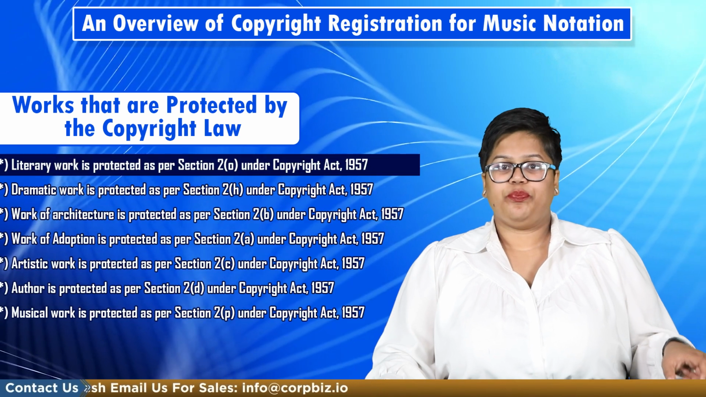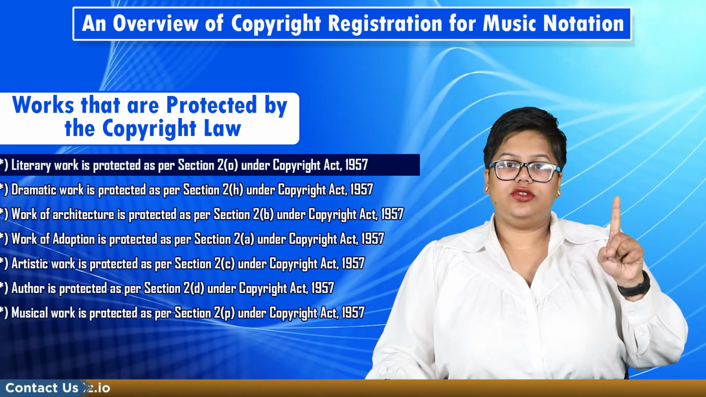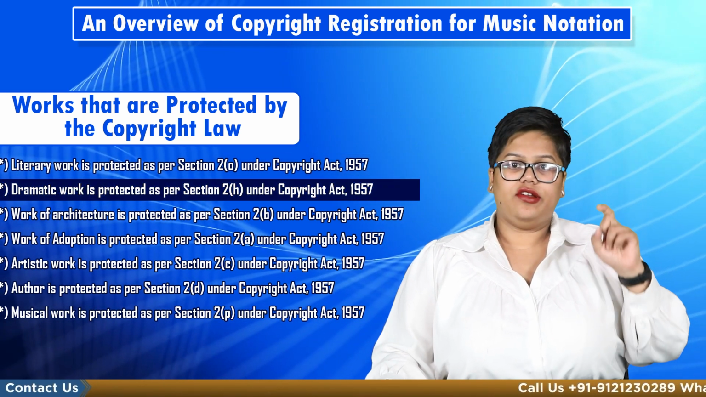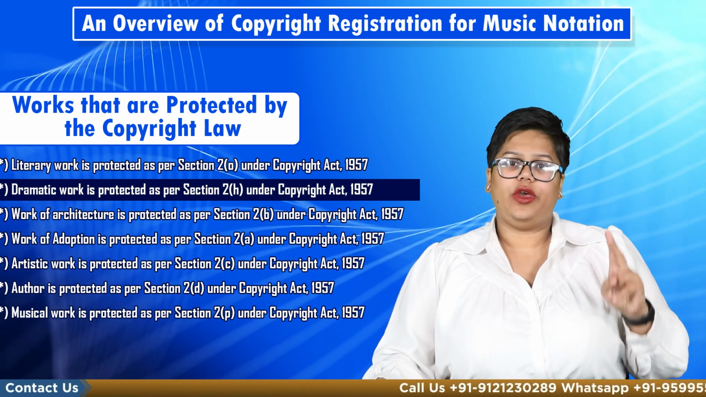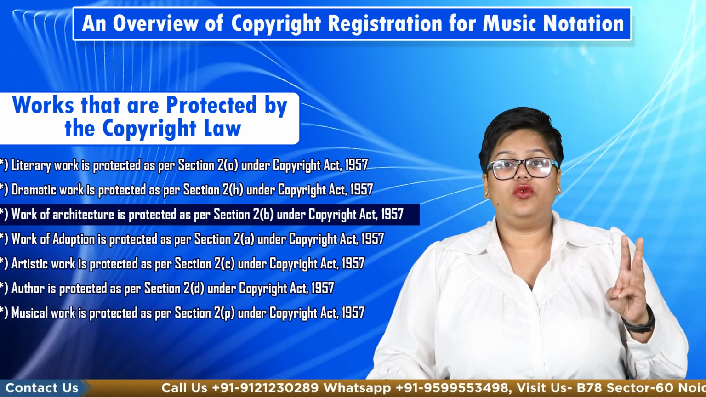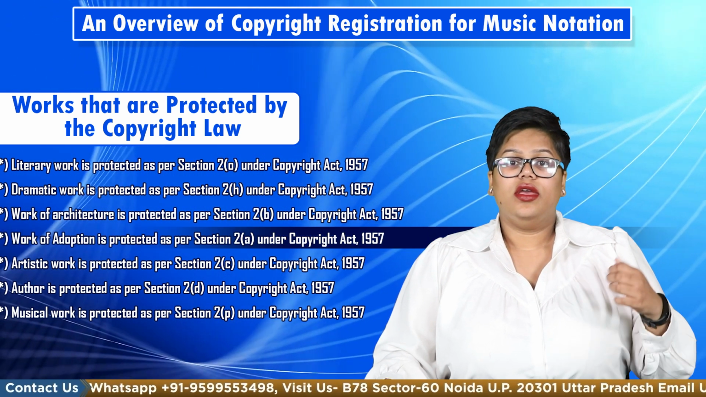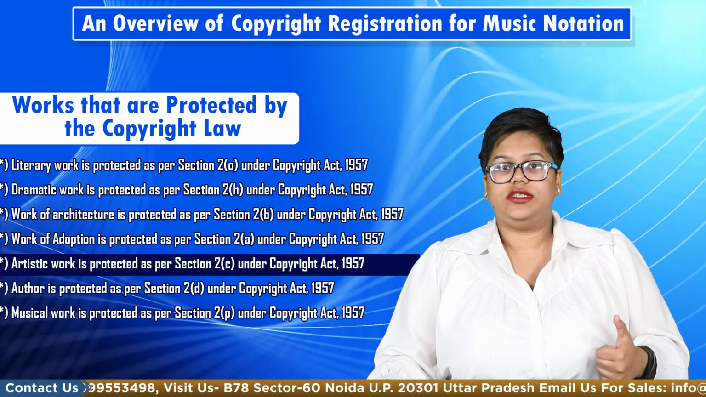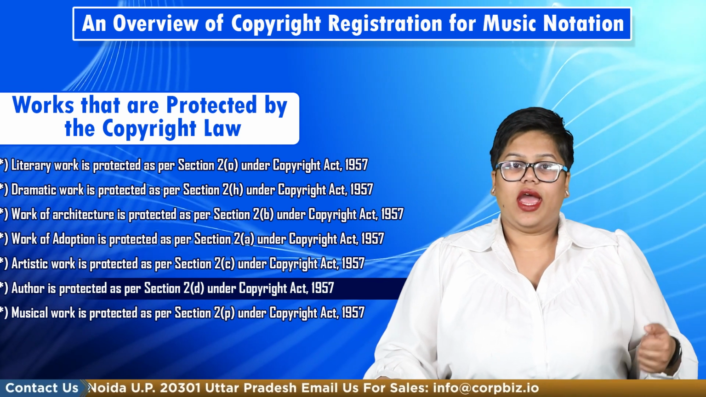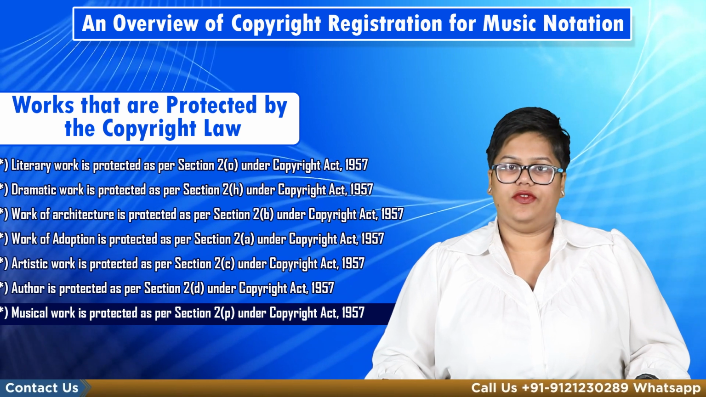Literary work is protected as per Section 2(o) of the Copyright Act 1957. Similarly, dramatic work is protected under Section 2(h). Work of architecture is protected under Section 2(b). Work of adaptation is protected under Section 2(a). Artistic work is protected under 2(c). Author is defined under 2(d). And musical work is protected under 2(p) of the Copyright Act 1957.